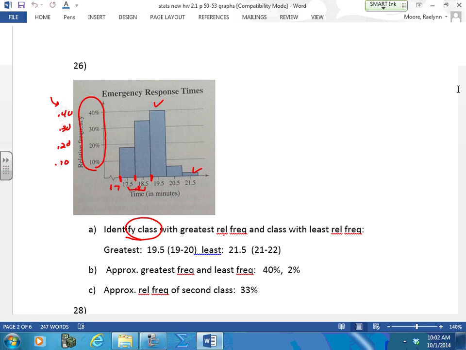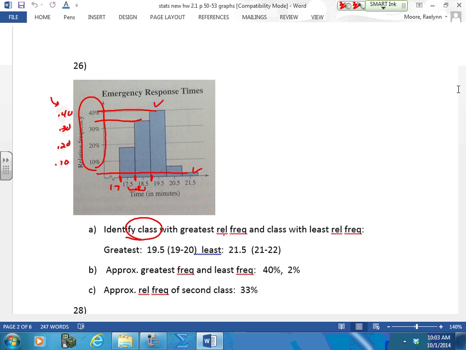They just wanted to ask you, what does this line come up to? 40%. What does this line come up to? And here's one that's a little harder to tell because it's 10%. If you gave me 2, you gave me 3, even 4, as long as you didn't give me 5, I'll be okay with that. Approximate the relative frequency of the second class. Here's your second one. And again, 33, 34%, 32, as long as you're in the ballpark.